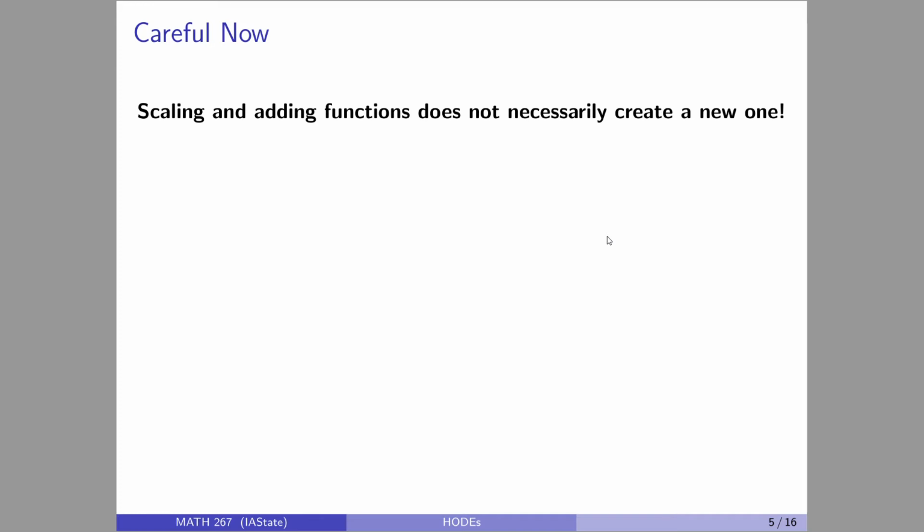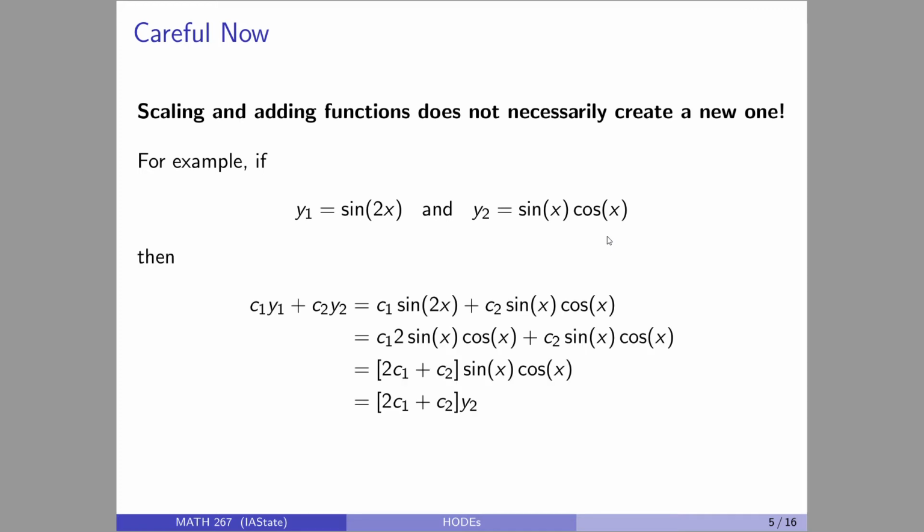Hopefully it jumped out at you. Obviously the way it was phrased, the answer was no. But why? Well, if you scale and add two functions, it's not necessarily going to give you a brand new one. So for a fun example, at face value, these look like completely different functions. Sine of 2x and sine of x times cosine of x. But they're not. Remember, sine of 2x is 2 times sine of x times cosine of x.